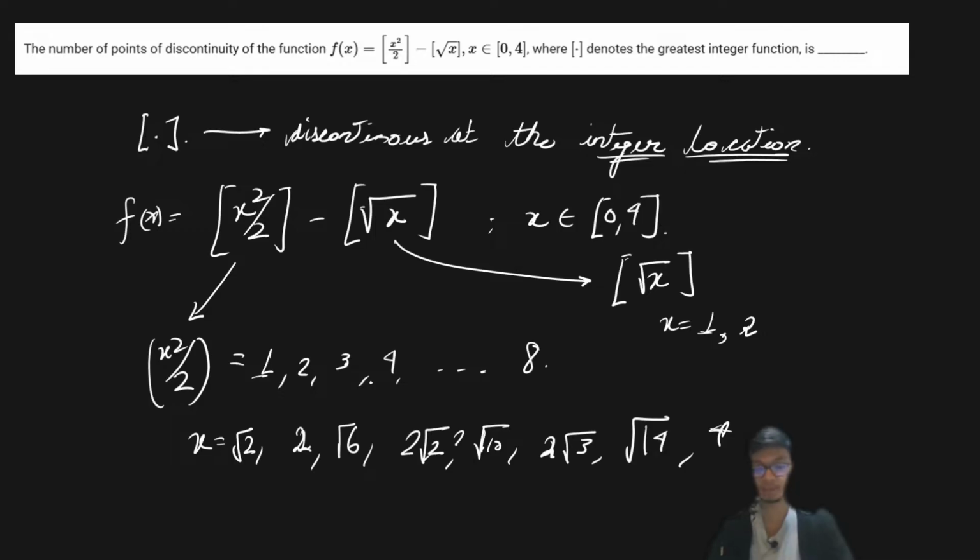So I mean nature means values or the limit. Okay, so that means it is discontinuous. So if I evaluate the f of x at all these potential points, we will find out.